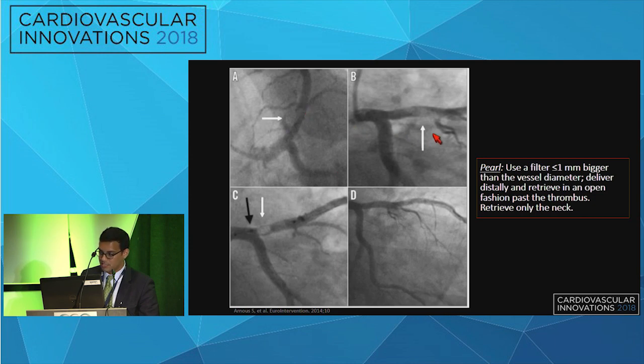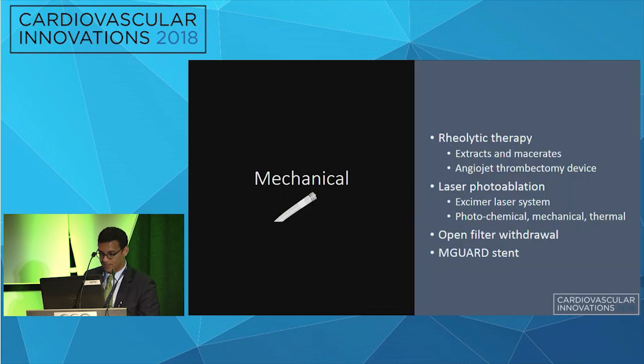What they used was an EV3 spider filter, and they use a filter that is slightly bigger than the vessel diameter. It's delivered distally and then retrieved in an open fashion, and then retrieved to the guide. But you want to make sure that the neck is the only portion that's retrieved. And they found that in 8 of the 9 patients, they had a complete thrombus removal, one dissection though.